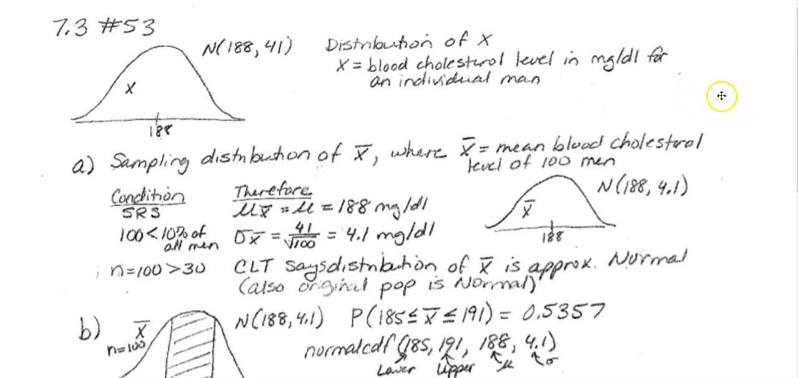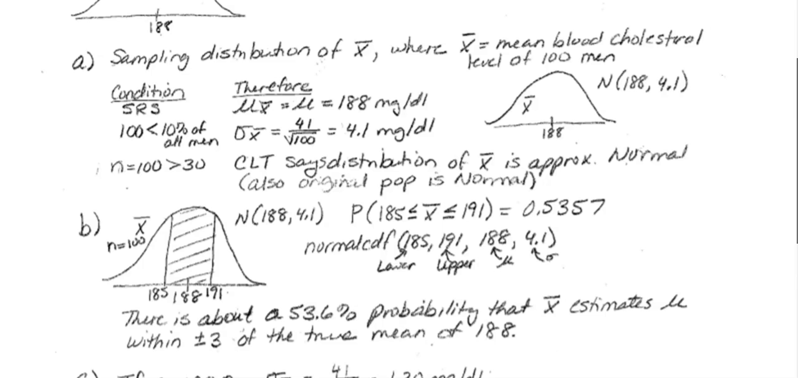One was to show you what proper work looks like in this unit, and the other was to just emphasize a couple of key concepts. So first of all, this was the given information in the problem, and I just wrote it down to summarize here. This is the population mean and standard deviation of the distribution of blood cholesterol levels for individual men. So all of these x values would be for blood cholesterol levels for individual men in the population.